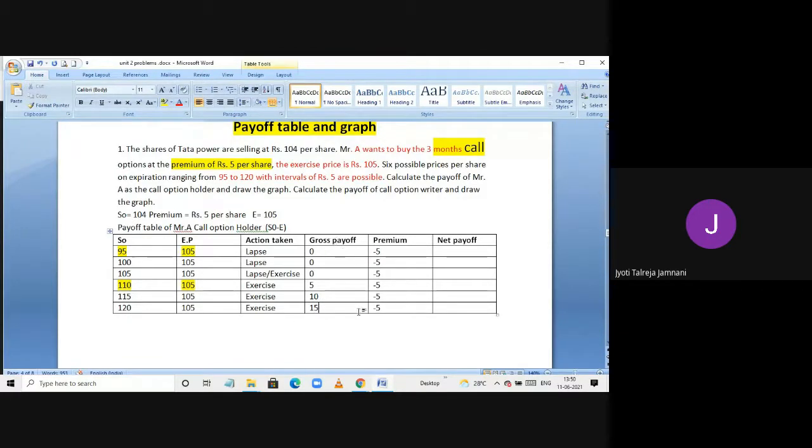Now we have the gross payoff, we have the premium. We have to find the net payoff. To find the net payoff, we have to take the gross payoff minus the premium. Premium is minus 5. So 0 minus 5. If it was plus 5, we would have added. So if we have paid premium, it will be minus. If we have received premium, it will be plus.